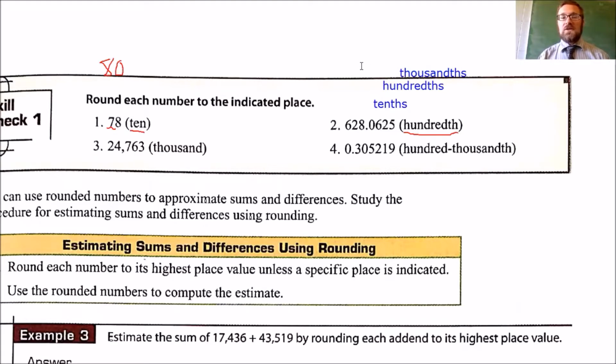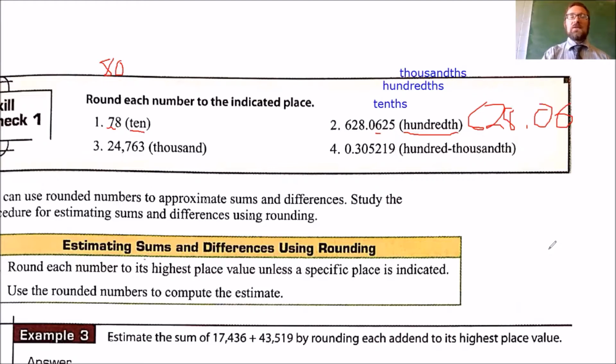So for this question, we are looking for the hundredth place, which is our 6, right? And then we look to the right of it. Is 2 five or more, or less than 5? It's less than 5, so we stay. So this answer ends up being 628.06. Sorry for the bad look of it with my writing. It's difficult on the computer here.